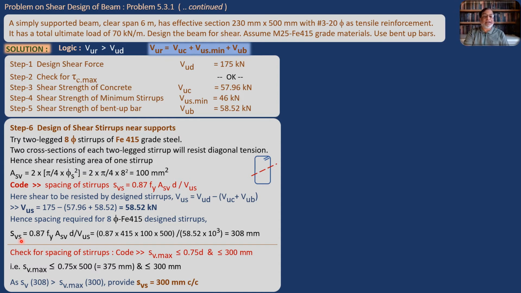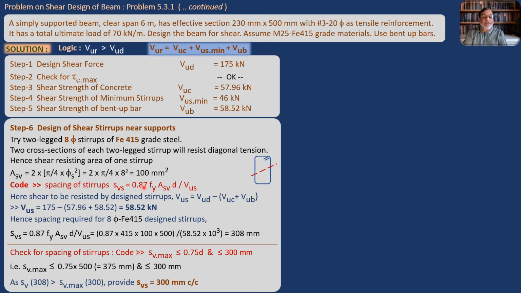The meaning of this is that in order to resist a total Vud of 175, concrete is providing this much resistance, Vub is providing this much resistance, and the remaining resistance of 58.52 will be provided by designed shear stirrups when you place 8 mm stirrups of Fe415 grade steel at a spacing of 300 mm center to center. So by these stirrups at 300 mm center to center, you have satisfied the condition that Vur is greater than Vud. So shear resistance is fully developed to resist this Vud.